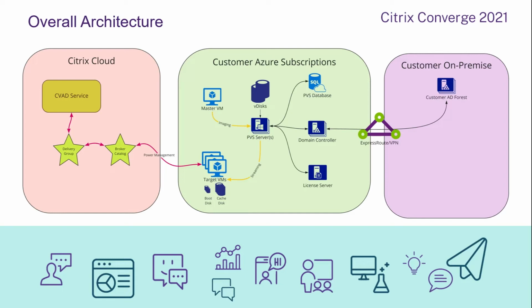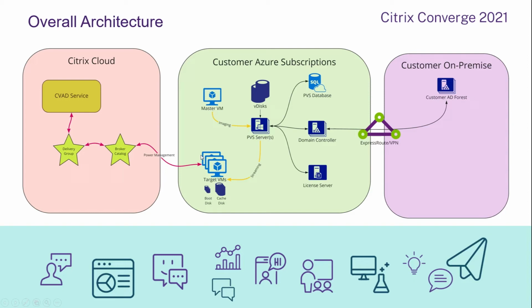And then at runtime, those target VMs boot using that boot disk. That gives them enough information to talk to the PVS server and start streaming the operating system disk from the vDisk, just like on-premise. Any writes that happen while that VM is running end up cached in RAM first, and then that overflows to the cache disk. Again, just like the existing on-premise.